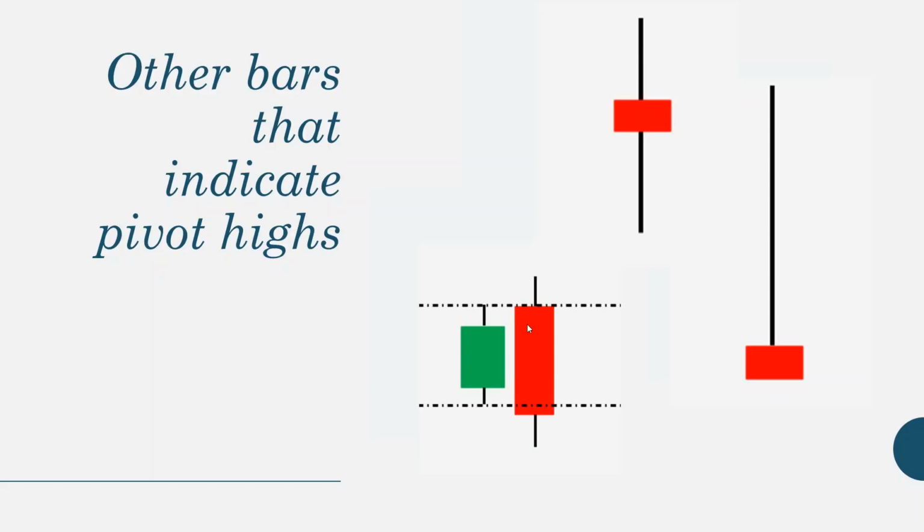And then you also have what's called an engulfing bar. And in this case, you can see that the bearish bar actually exceeds both the high and the low of the prior bullish bar. But you would need the bullish bar for this to be a pivot high.